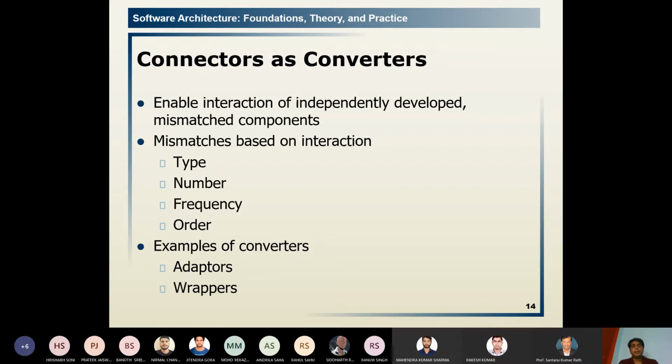And what are the mismatching interaction types? Interactions: one is type, the number, the frequency, and order. And some examples are adapters and wrappers. These are the two important connectors which work as a converter. Just like the sixth connector, wrapper or adapter connector, the last one out of the six. These adapter and wrapper help to enable the interaction by converting.